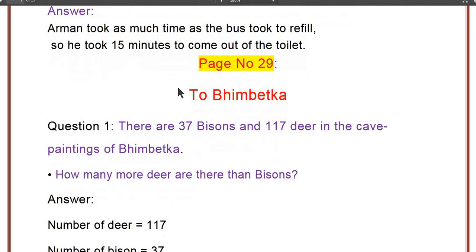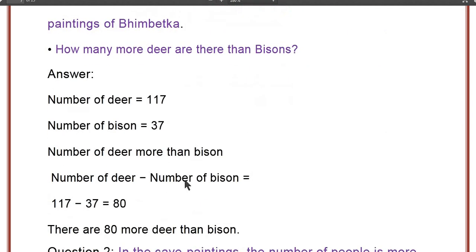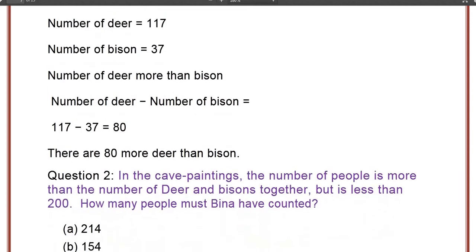Page number 29. To Bhimbetka. Question number 1. There are 37 bisons and 117 deer in the cave painting of Bhimbetka. How many more deer are there than bisons? Answer. Number of deer is equal to 117. Number of bisons is equal to 37. Number of deer more than bison is number of deer minus number of bison. 117 minus 37 is equal to 80. There are 80 more deer than bison.